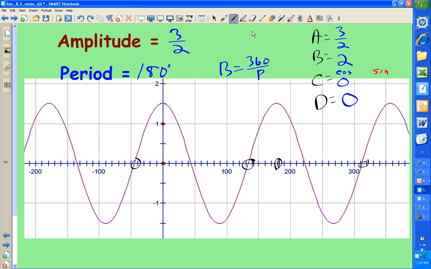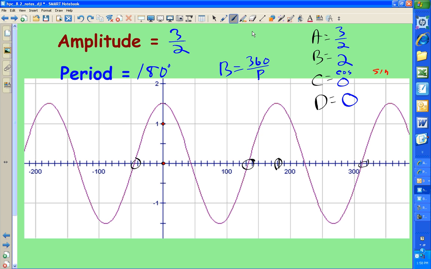It's the what? The x coordinate of the max. Well, here's a max at x is 0. You could have done out here and done 180. You could have done this one at 360. You could have done this one at negative 180. All of those will work. Folks, I'm not looking for you to be too creative on this. 0 is really the easy one.